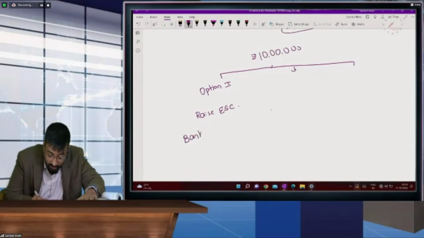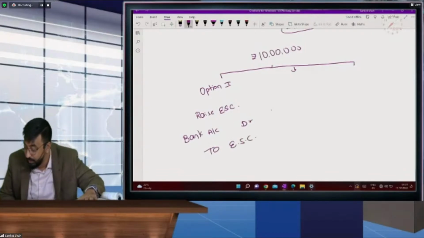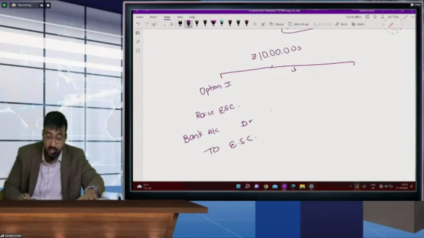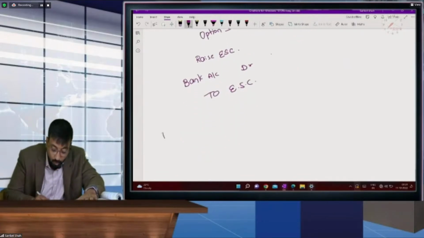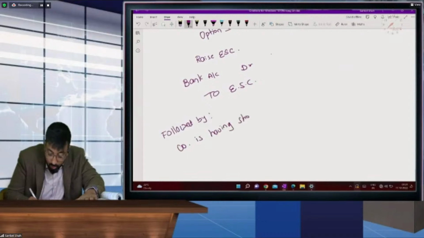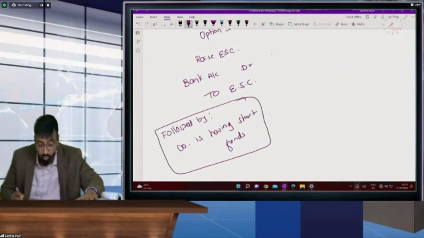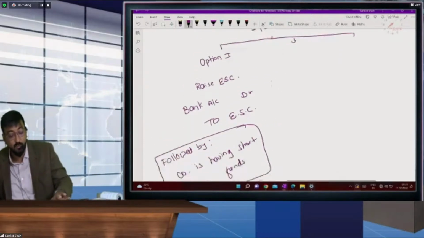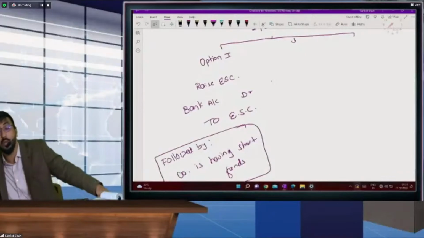Option number one: bank account debit to equity share capital. Bank account debit to equity share capital. See, who will follow this? It will be followed by companies having short funds. Those companies who have short funds, what are they going to do, because they want to return this money?